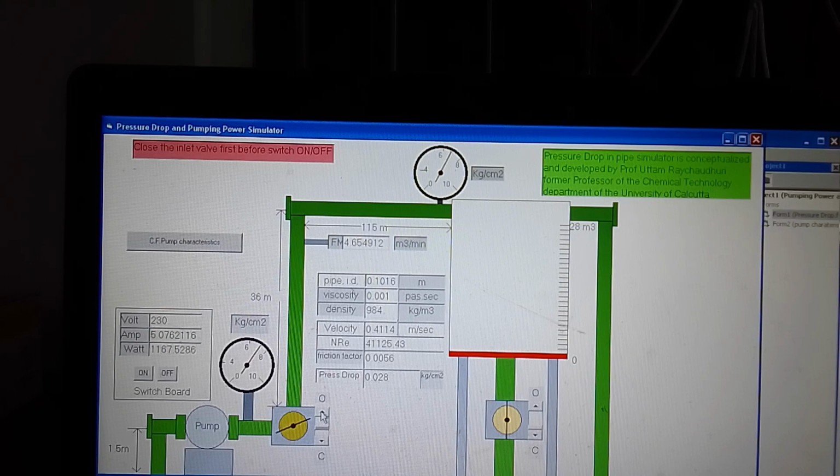As flow increases, the discharge pressure is coming down, and there is a difference between the pressure at this point and this point. So there is a pressure drop, which is also calculated and shown, and the corresponding friction is determined with the friction factor and Reynolds number, and the pressure drop is calculated and visualized here. You can see air pressure is more here and less there, so there is a difference. This way you go on increasing the flow rate.